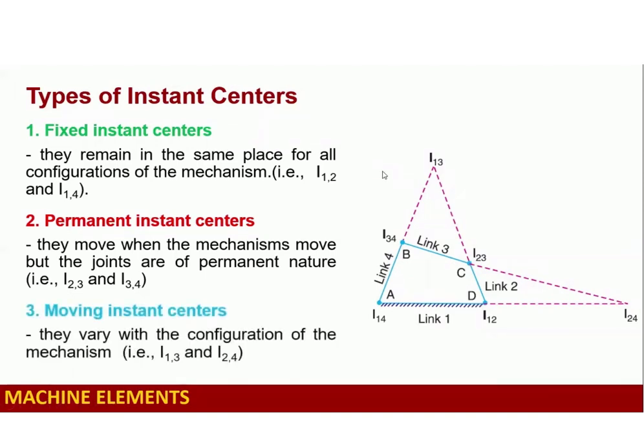The last one is the moving instant centers. They vary with the configuration of the mechanism. I13 and I24 are moving instant centers. So depending on the connections of the different links, the location of I13 and I24 will vary. Thus, they are called moving instant centers.